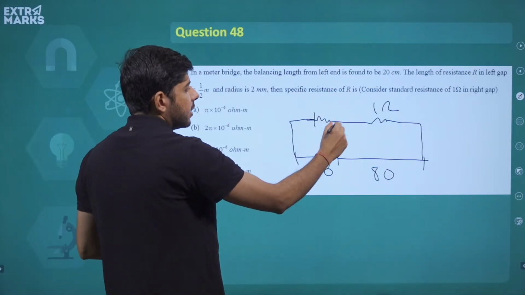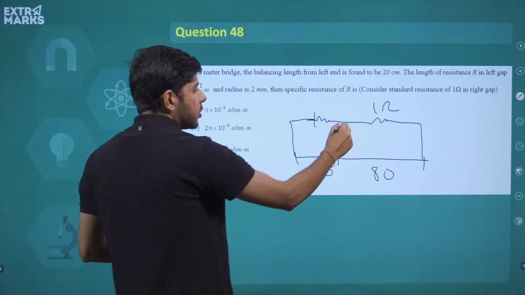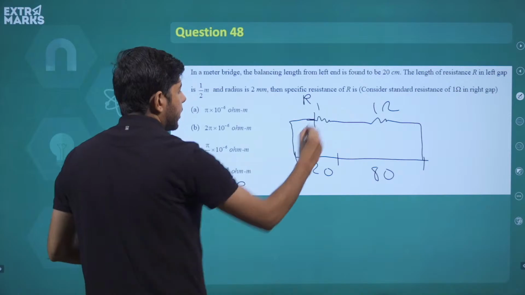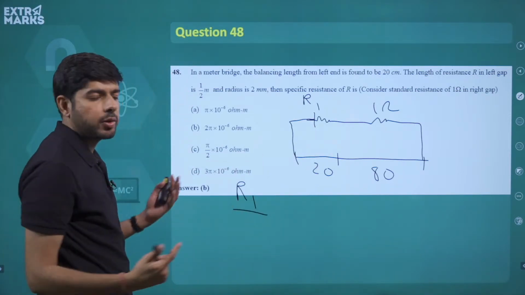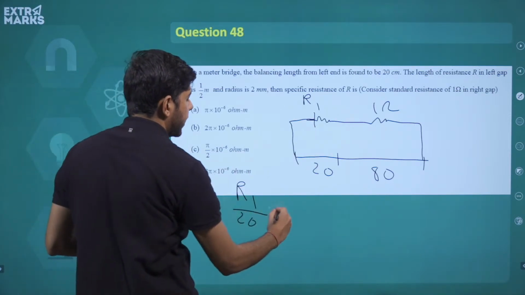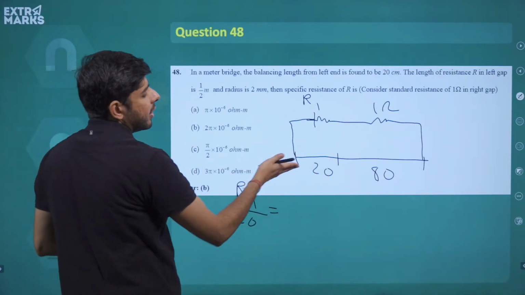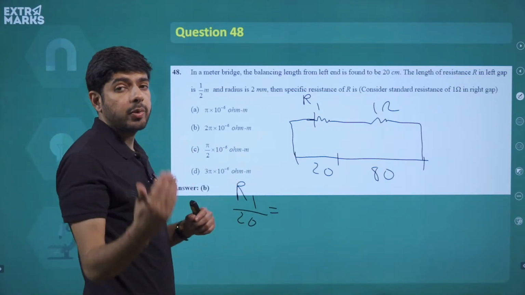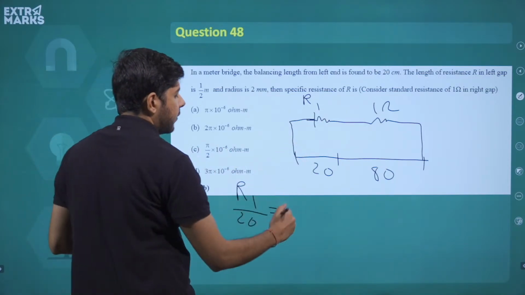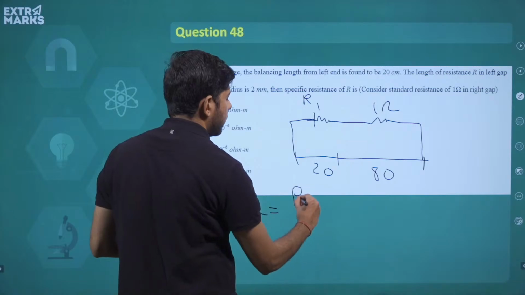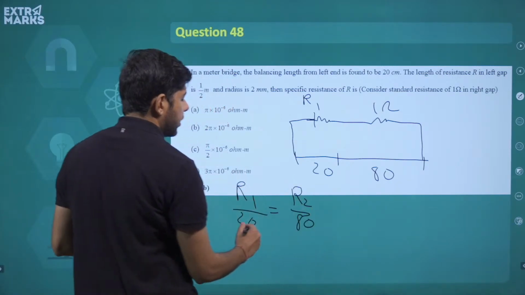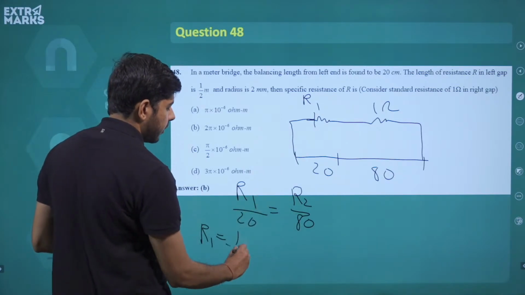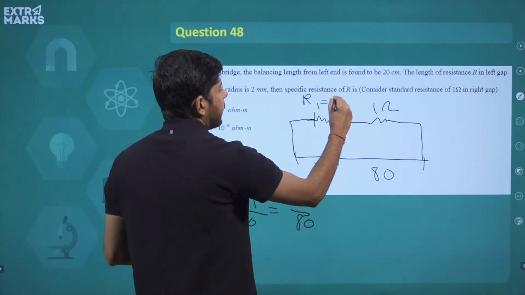So R1 by R2 equals R3 by R4. Let's say R1 divided by R2, directly based on length proportion. So R1 by 20. Although it is not resistance, it will be divided equally around the length because resistance is proportional to length. So we can write R1 by 20 equals R2, which is 1 divided by 80. So 1 by 4. So R1 is going to be R2 by 4. R2 is 1, so 1 by 4. Basically this R1 is 1 by 4 ohm.